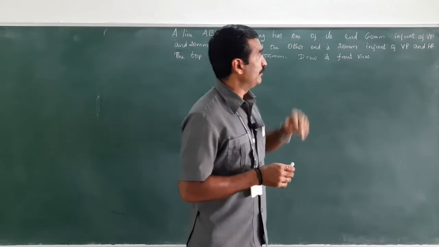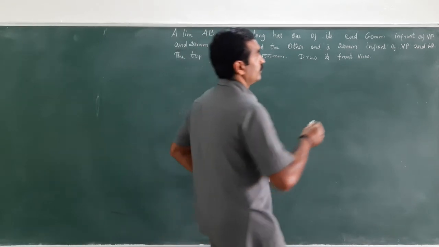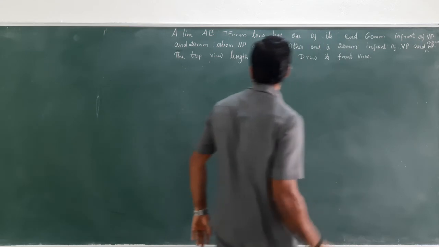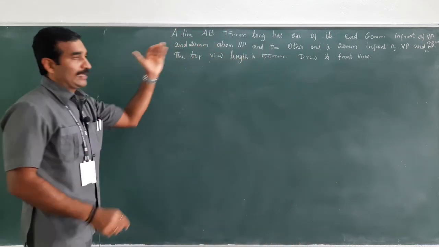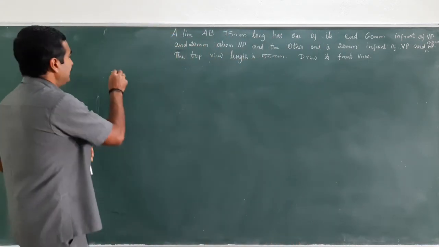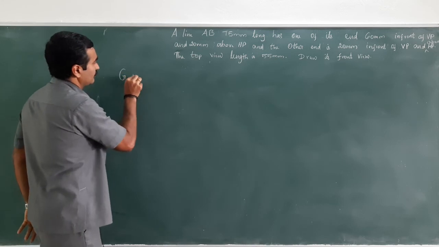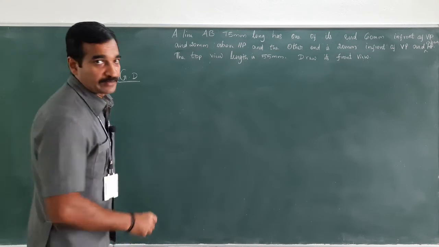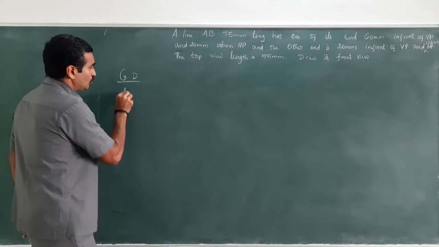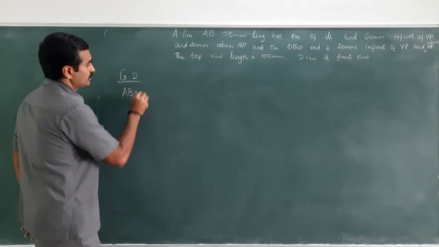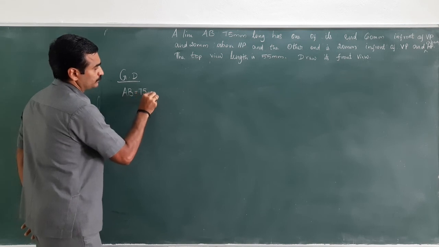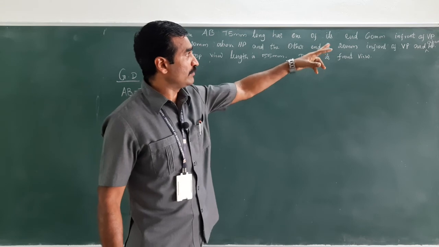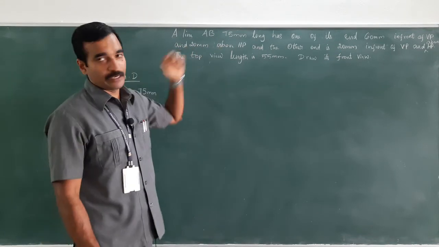Draw its front view. So let me just extract the question here. Given data: a line AB is 75 mm. That means true length is 75 mm. One of its end is 60 mm in front of VP and 20 mm above HP.